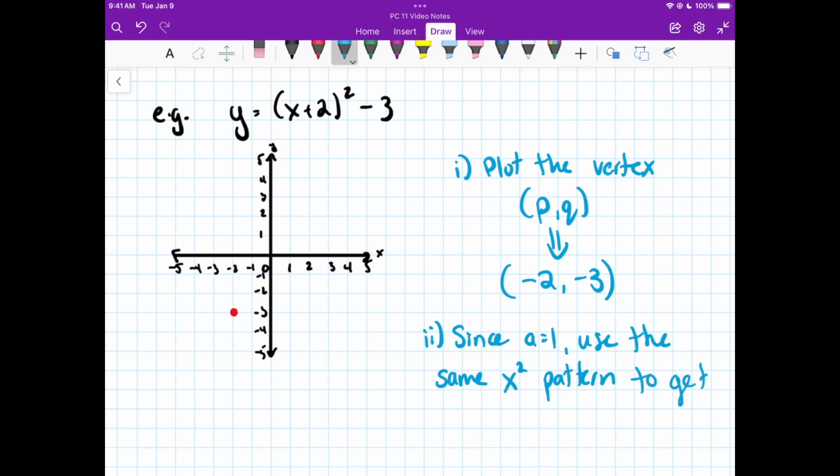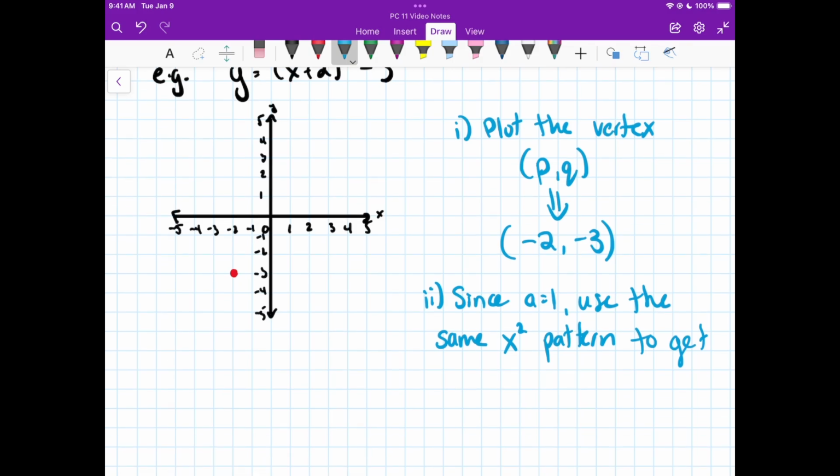Keep in mind, we ideally want at least 5 points. 7 is great. It can be a little bit too much depending on the graph. 3 is typically too little unless it's a really big parabola. So 5 is sort of our sweet spot.